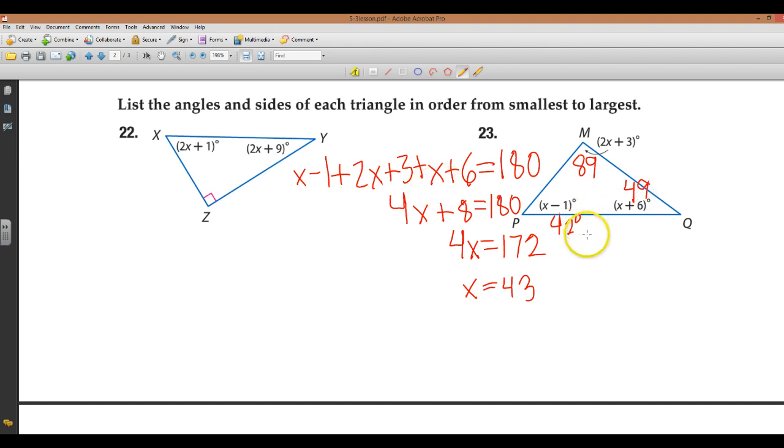Now we can list our angles from smallest to largest. So that would be angle P, followed by angle Q, and then angle M. And then our shortest side will be opposite from our smallest angle, so opposite 42 would be MQ, followed by opposite 49 is PM, and finally opposite 89 is PQ.